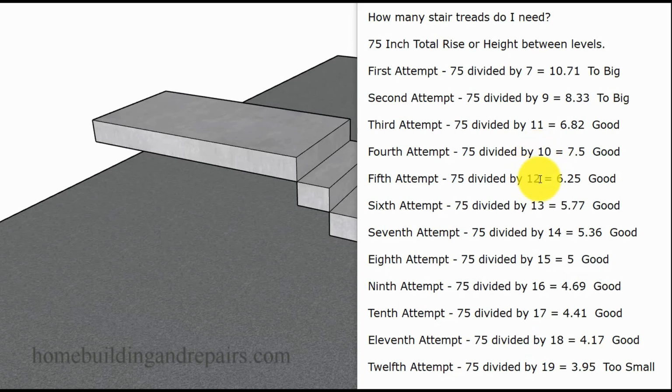If we divide 12 into 75, we get 6.25. Now we have 3 numbers we can work with here that are pretty good. But again, you don't have to stop there. I'll let you work your way down. But you will see that by the time we get down to using 18 risers, we're getting to 4.17 inches. Even though this is acceptable, or should be acceptable to most building departments, 19 will not be. You can see here where 19 provides us with a riser height below 4 inches.